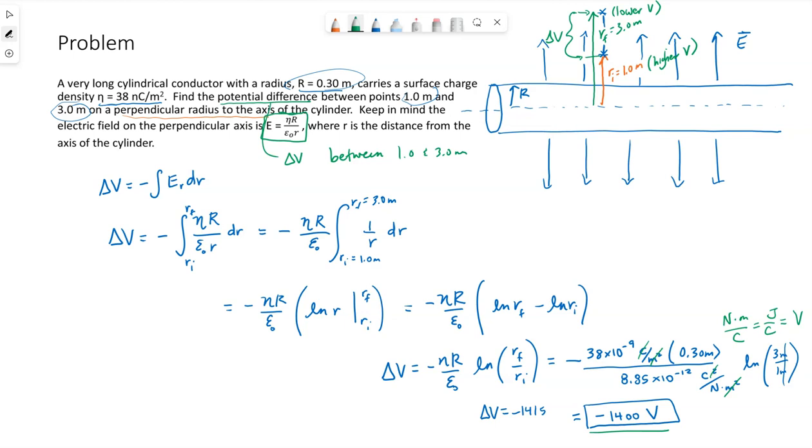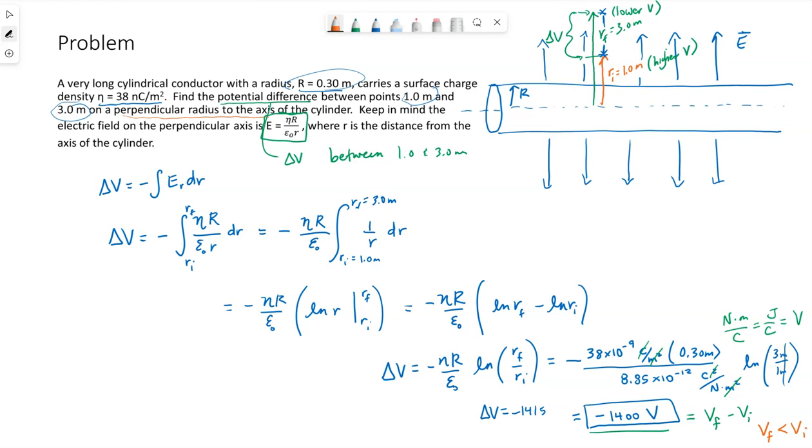Now this is the potential difference. We're getting a negative answer because, if you remember, delta V means the final value of V minus the initial value of V. Since potential is a scalar, there's no direction associated with it. Getting a negative answer means that V final is less than V initial.